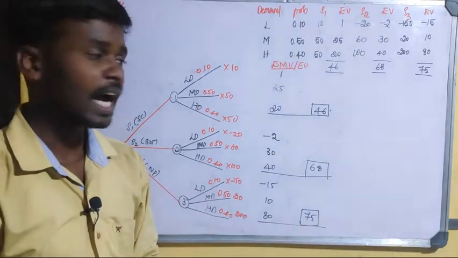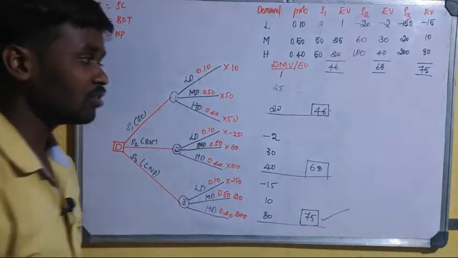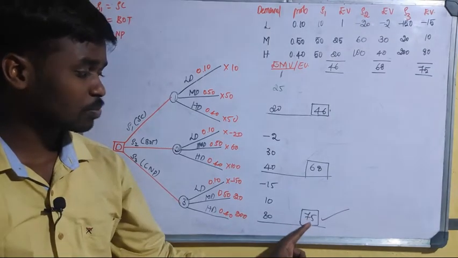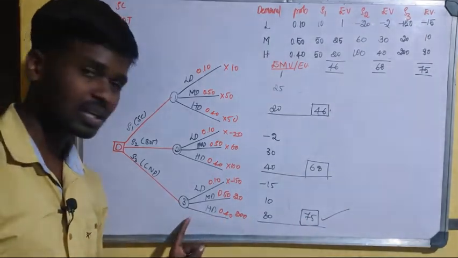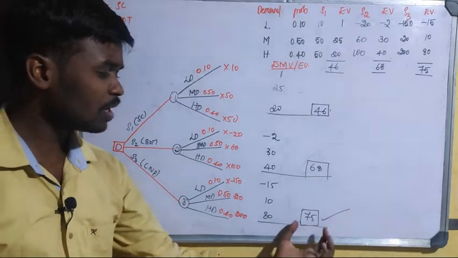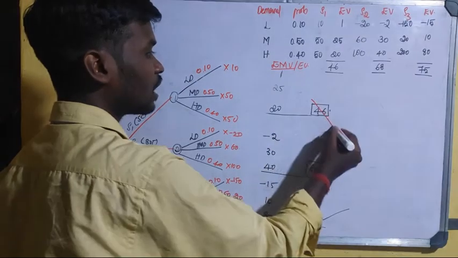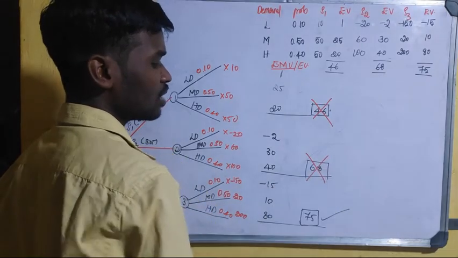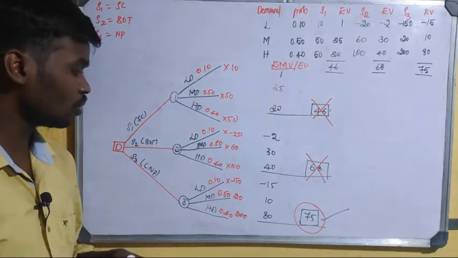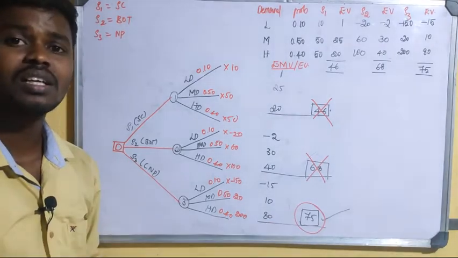Now based on these three expected values, the expectation should always be the highest. Therefore I am going to select the third alternative as the best among the available alternatives, because the expected monetary value of the third alternative under low, medium and high demand situations will be 75. So I am going to eliminate the two other alternatives, because this gives the maximum return to the business organization. So based on the decision tree analysis, the third alternative will be selected.